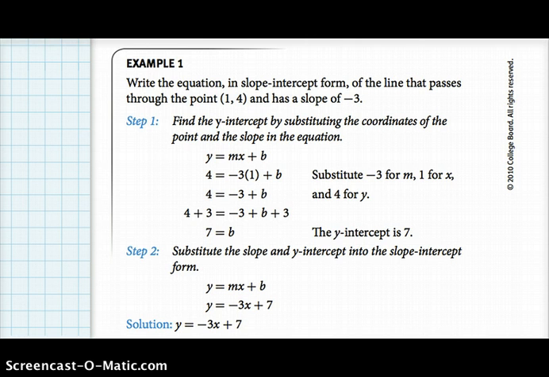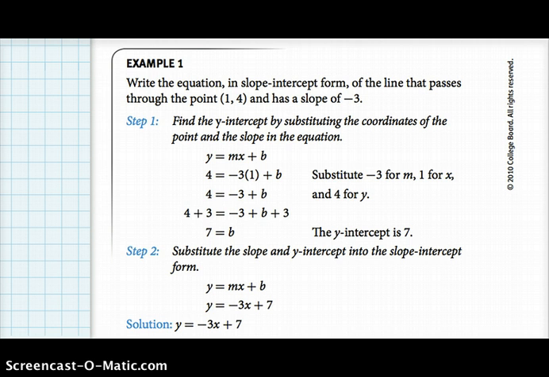Which variable, though, in our equation? The slope stands for m. Not b, b is the y-intercept. Not mx, just m. So I have x, I have y, I have m. You can see they substituted those in. The only variable left was b. Did a little bit of math: b equals 7. We don't stop there.